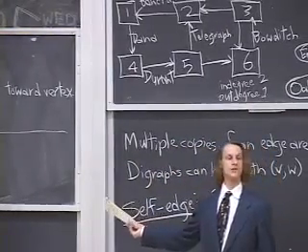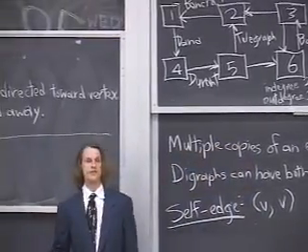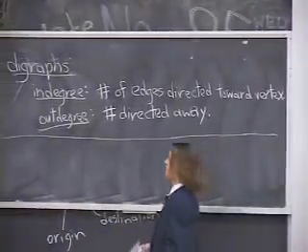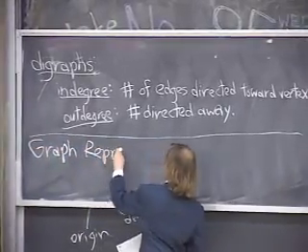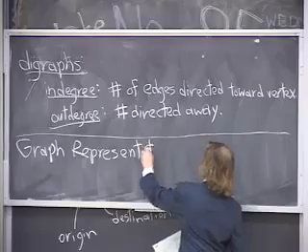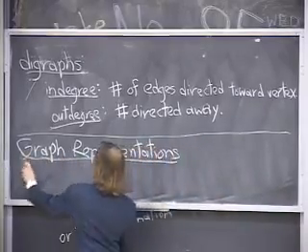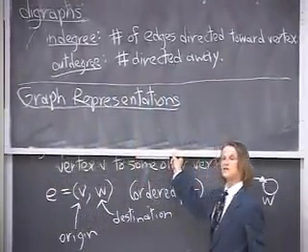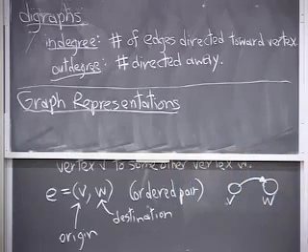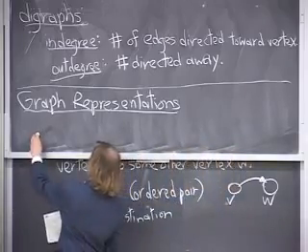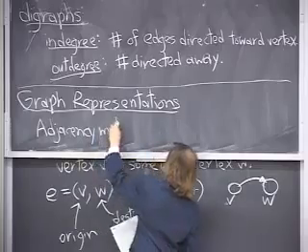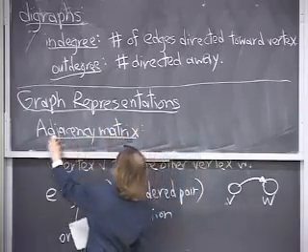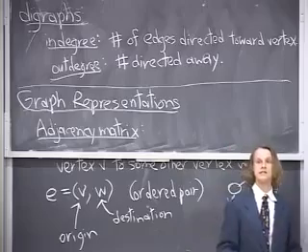Before we can build algorithms, though, we need a data structure to represent graphs. So let's look at graph representations. There are two that are really popular and that you see all the time. One of them is called an adjacency matrix. The other one is called an adjacency list. The adjacency matrix is the simpler one of the two.